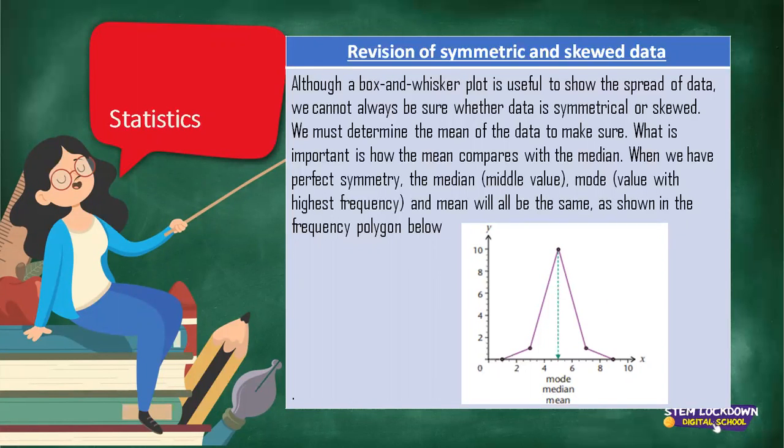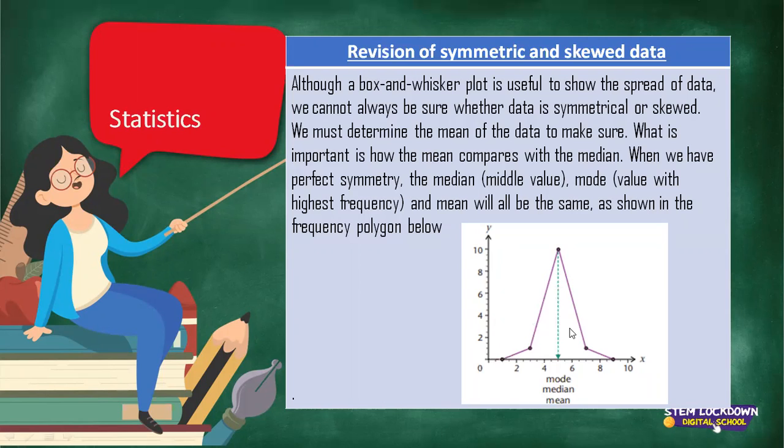The major thing is to compare the mean with the median. What is important is to see how the mean compares with the median. So look at the mean and the median. When we have perfect symmetry, the mean, the median, and the mode will be the same, as shown in the figure of the frequency polygon below. For symmetric data, the mean, the median, and the mode will have an equal value.